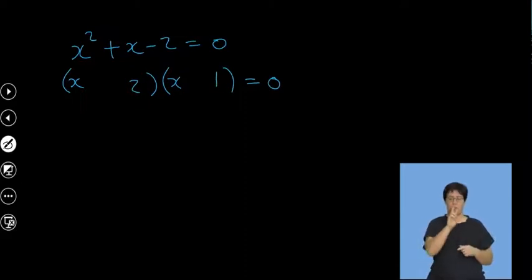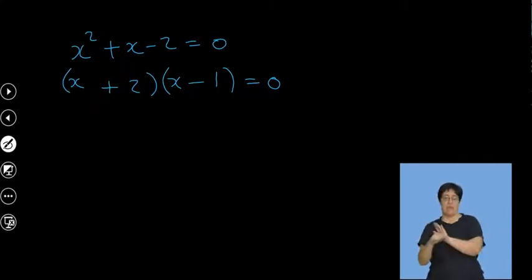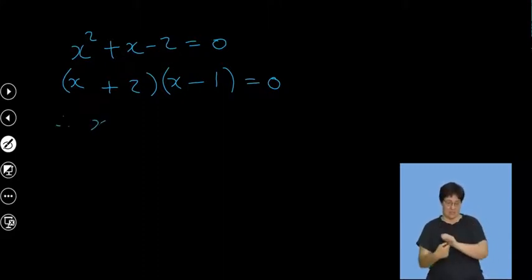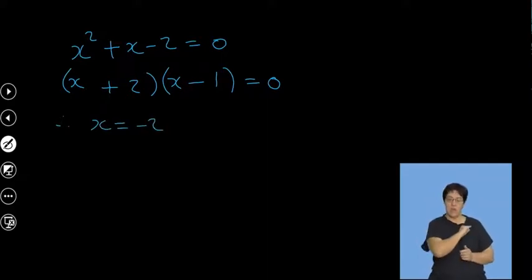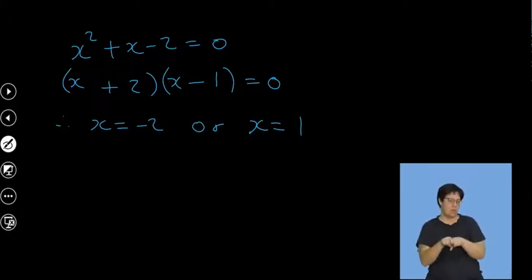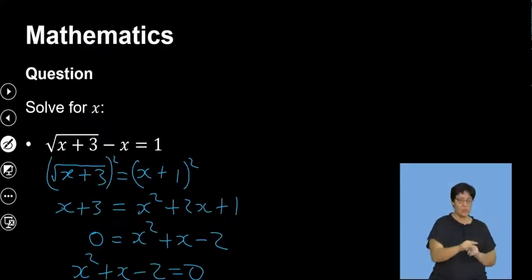Because the middle term is a positive, it means my signs must be, the bigger factor must be a plus. Because the last term is a minus, remember I said you need to look at that. The brackets will have different signs. Therefore, x will be equal to minus 2, or x will be equal to positive 1, right? So please remember these two answers, minus 2 and 1. Let's go back to the question.